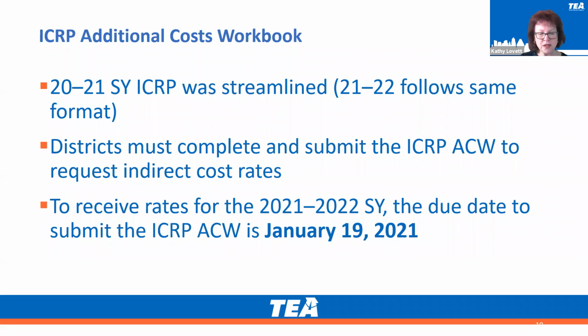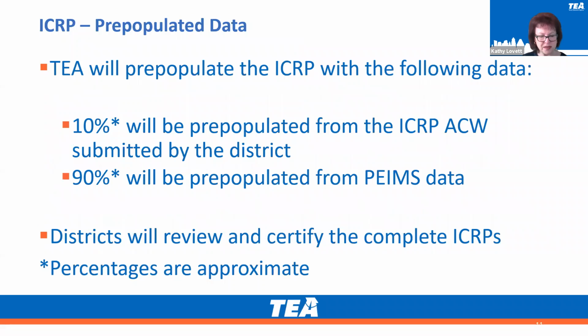So to receive rates for the 21-22 school year, the due date to submit the ICRP ACW is January 19th, 2021. And once this ACW is submitted and we receive it, TEA will merge this data with the PIEMS data to produce the ICRP, which then is made available to districts.